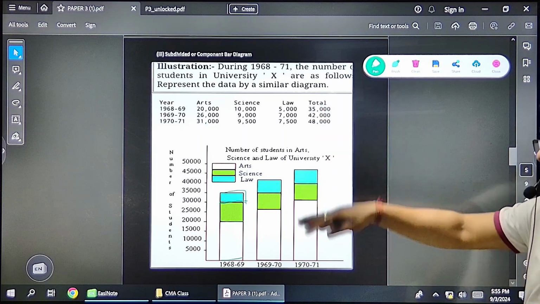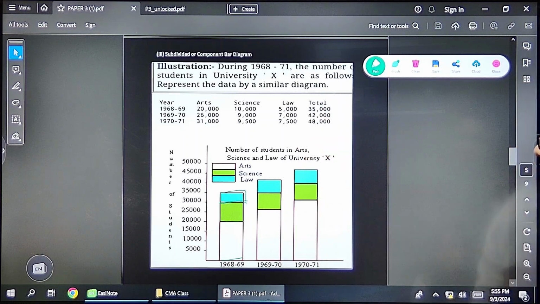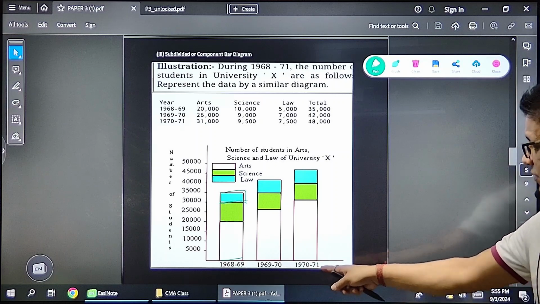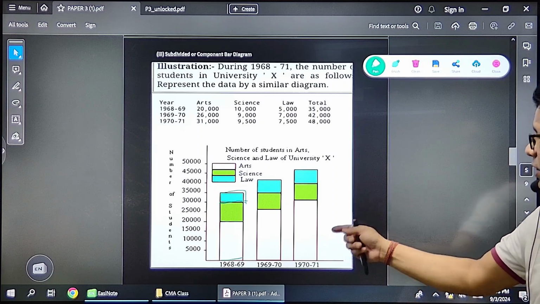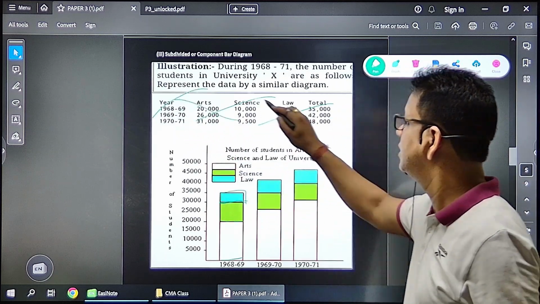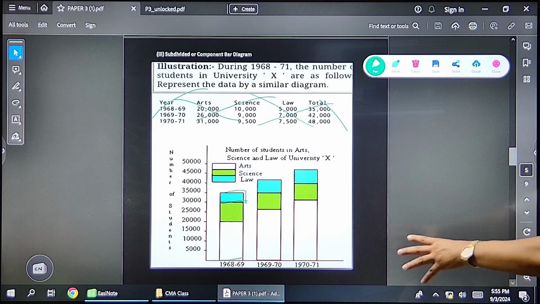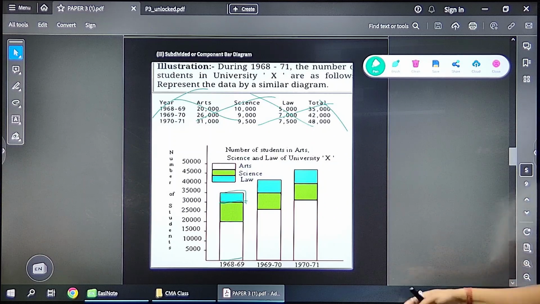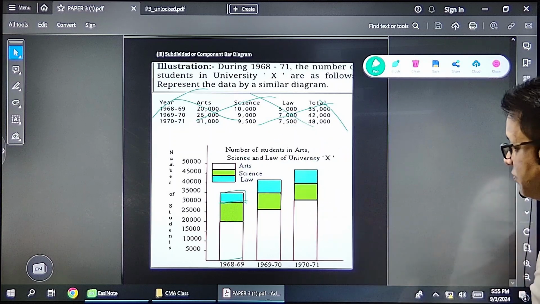Okay, it is drawn, but based on this also, you will be asked to answer the questions. And in a similar way, suppose I explain for 1970 to 71, arts 31,000 students here. Sometimes this table is not given. The graph is given and the question is asked. Suppose I ask the question, don't look there. You try to answer from here.